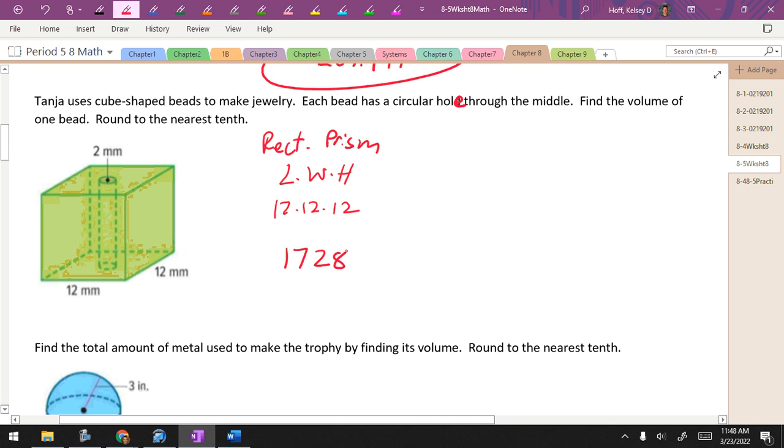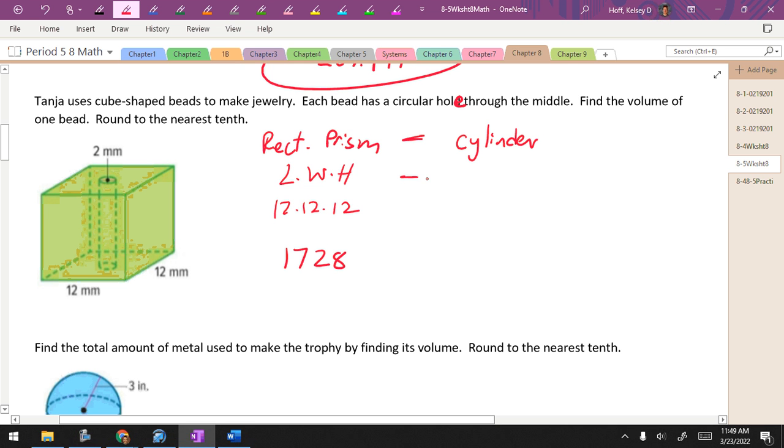Okay, what other shape is in there? A cylinder. Now here comes that crazy question Ms. Hoff asked. Are our volumes of the rectangular prism and cylinder going to be put together to create a larger volume, or are we going to subtract them because we're taking away material? Subtract. They drilled a hole through the middle of that. So actually the volume is going to decrease. So we are going to subtract that cylinder.